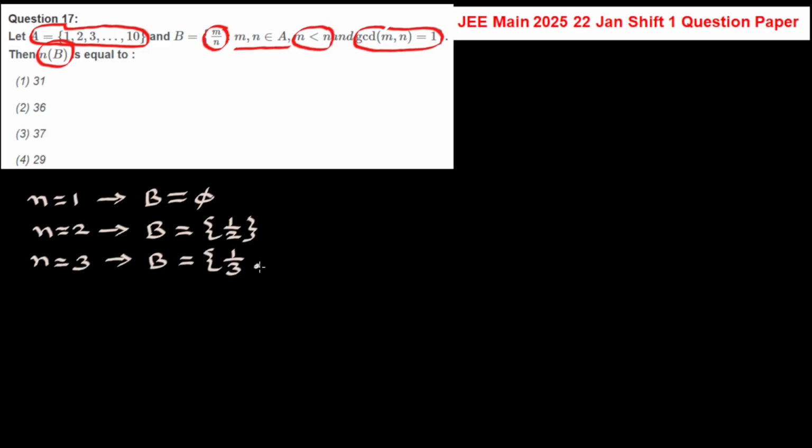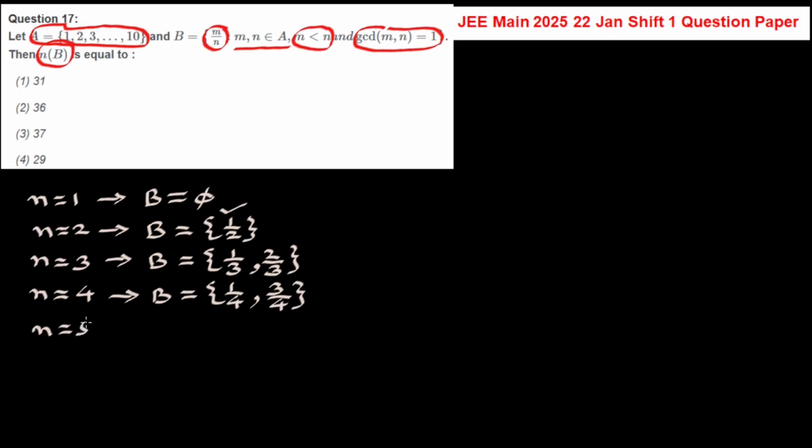Set B will be an empty set because there is no element in A less than 1. For n equals 2, set B will consist of only one element, 1/2. For n equals 3, B will contain 1/3 and 2/3, 2 elements. For n equals 4, B will be 1/4. We can't take 2/4, that will be 1/2, which has already been considered here. 3/4, so 2 elements.